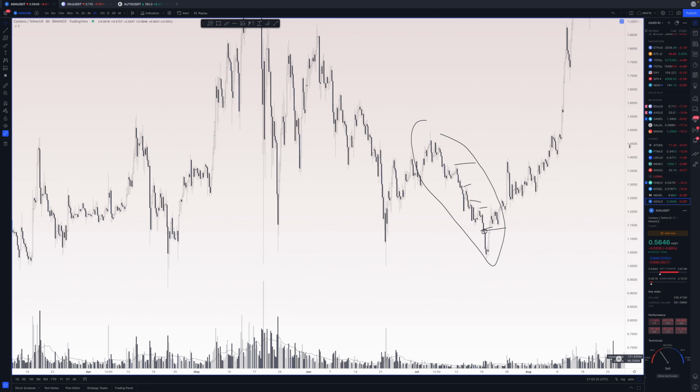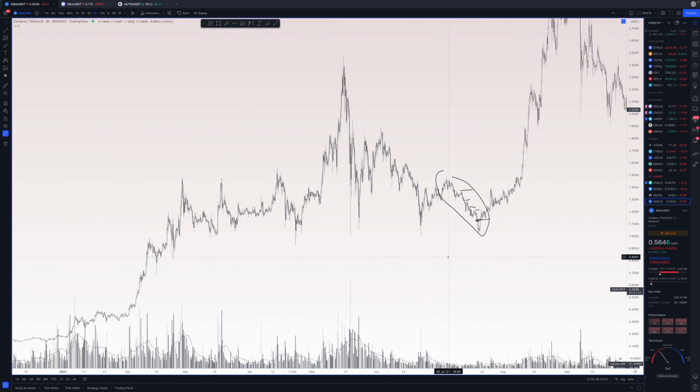So, okay, to summarize: don't go against the trend. Always watch the bigger time frame. Even if you're trading a lower time frame, look at the structure on the higher time frame, and just always go with the trend and not against the trend.